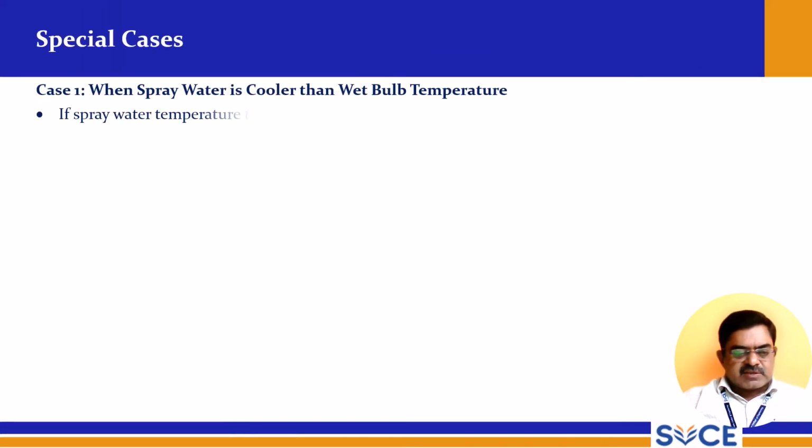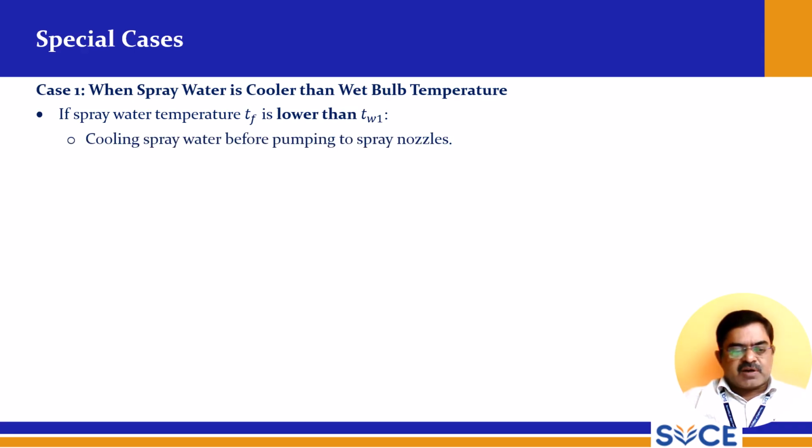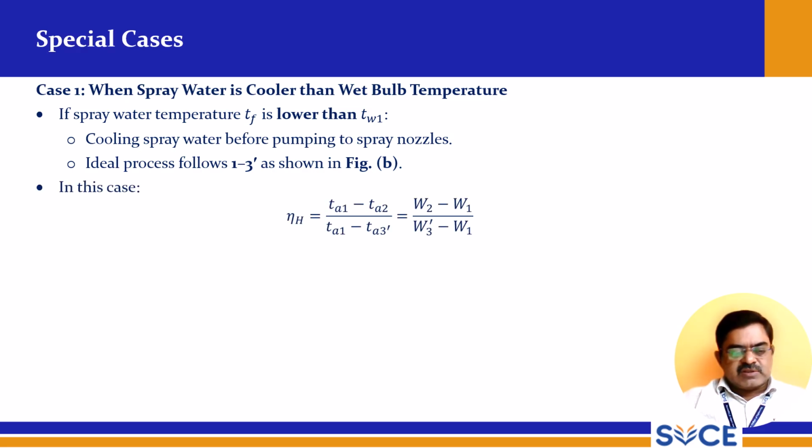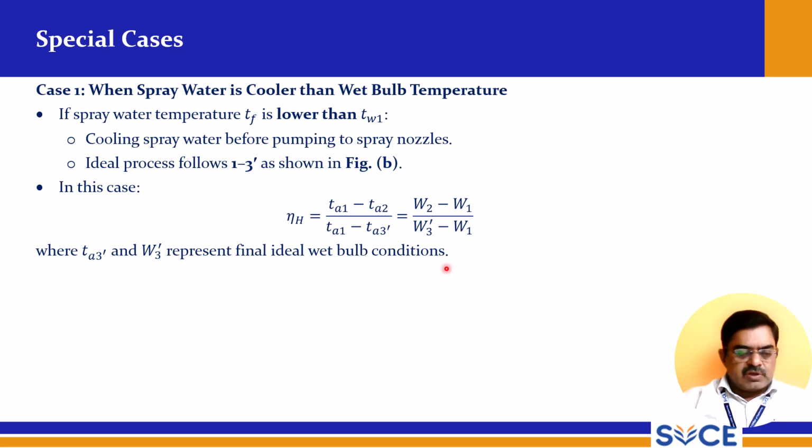Special cases. Case 1: when the spray water is cooler than the wet bulb temperature. If the spray water temperature Tf is lower than Tw1, then the spray water is cooled before pumping to the spray nozzles. The ideal process follows 1, 2, 3 dash as shown in figure B. In this case the humidification efficiency equals (W2 minus W1) divided by (W3 dash minus W1). Ta3 dash and W3 dash represent the final ideal wet bulb conditions.